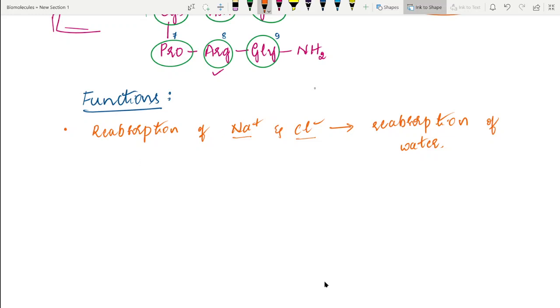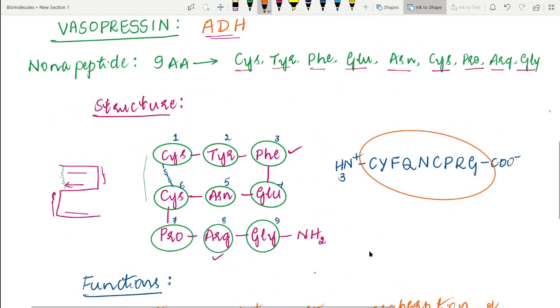And students, that's all about the structure and functions of oxytocin and vasopressin.